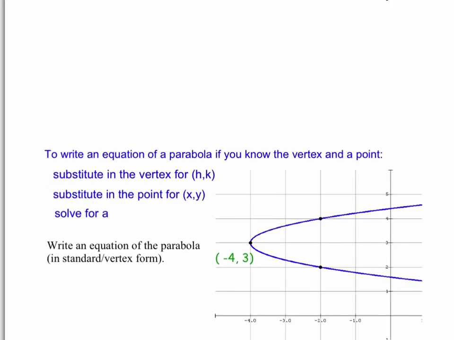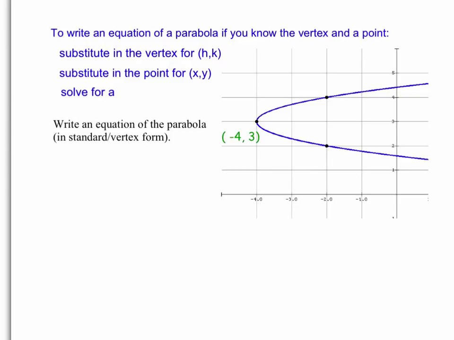If you are given the vertex and a point, you can do what we've done before: substitute the values that you know into the basic equation and then use that to solve whatever is missing. So for this one, since it's a sideways parabola, we're looking for x equals a times, oops, not x in there, but y minus k squared plus h. Again, remember the k and the h are reversed where they are. The k stays with the y and the h is with the x.